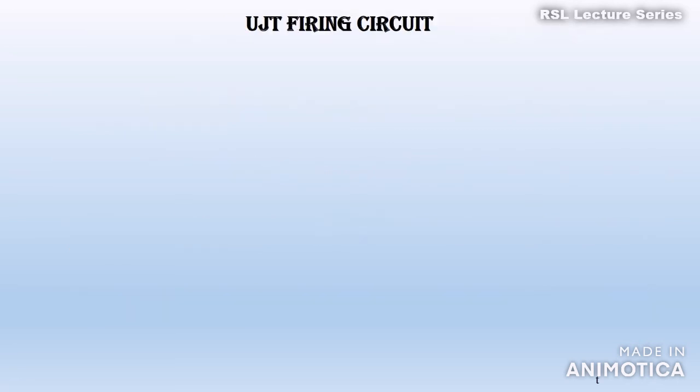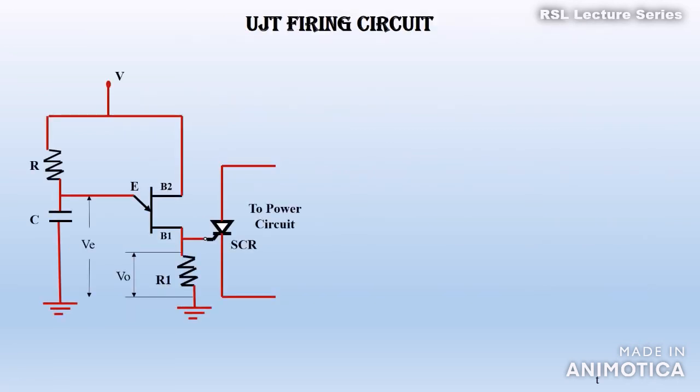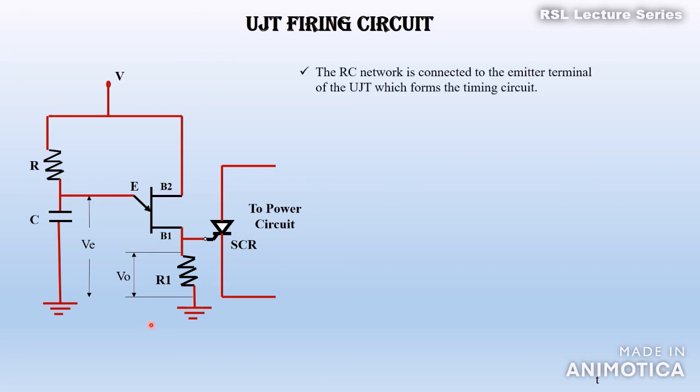Next we'll see the UJT firing circuit. This is a circuit diagram used for UJT firing. Here this is a UJT. A UJT consists of 3 terminals: emitter, base 1, and base 2. This is the RC network connected to the emitter terminal of the UJT. The RC network is used as a timing circuit. That is, by varying the value of the resistor, the time constant of this RC network can be varied, and hence the triggering of the SCR can also be varied.